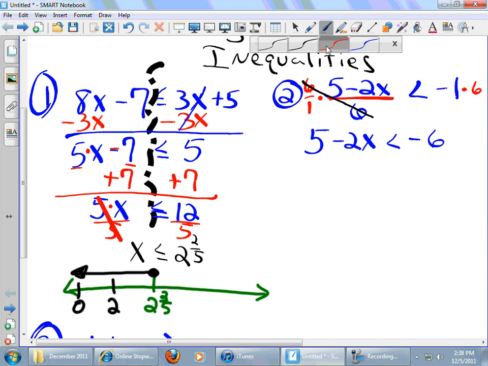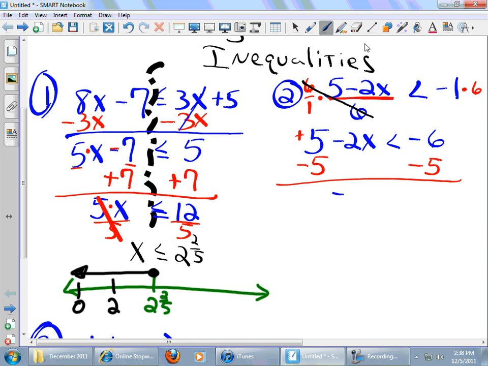Now I have a two-step inequality. The 5 is attached by addition. Why? Because it's positive. So I'll subtract 5 from both sides. When I do that, I get negative 2x. Be careful. Make sure that negative comes on down in the problem. Is less than negative 11. I have a negative 2 attached to x by multiplication, so I'll divide by negative 2.